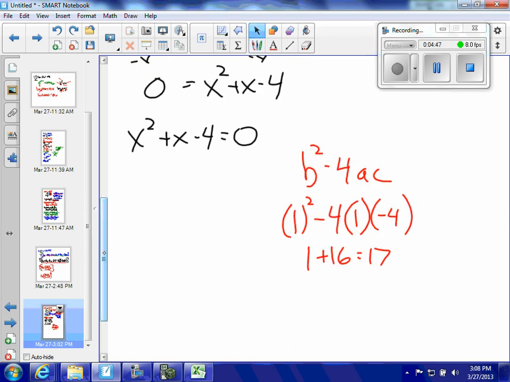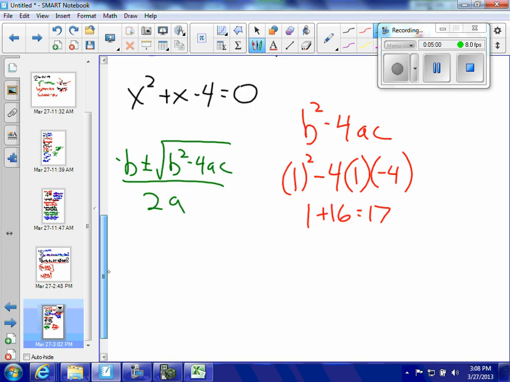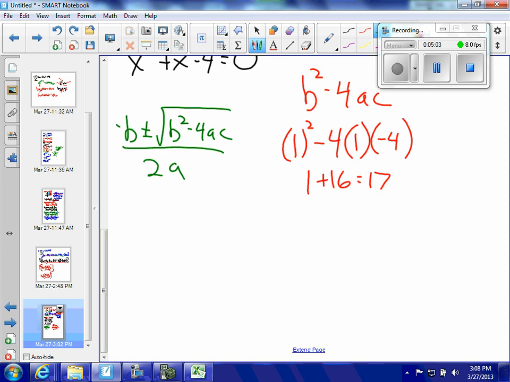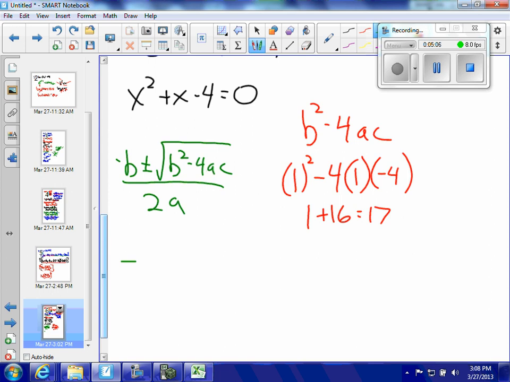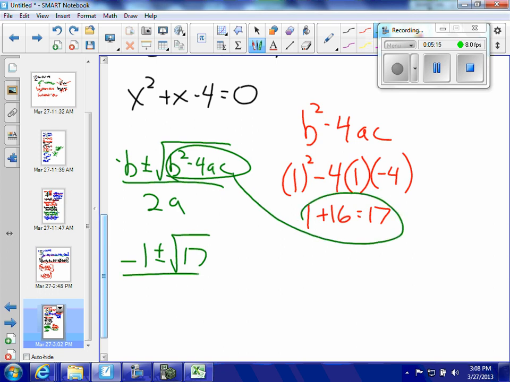So that's what's going to be underneath my radical sign when I use the quadratic formula. So my quadratic formula is negative b plus or minus the square root of b squared minus 4ac, over 2a. So I have negative 1 plus or minus radical 17, because I already calculated my discriminant right here, divided by 2 times 1, not 11, 1. And that equals negative 1 plus or minus radical 17 over 2. Those would be my values of x.